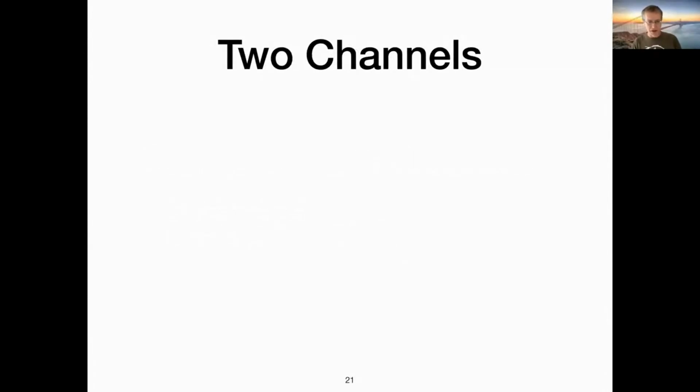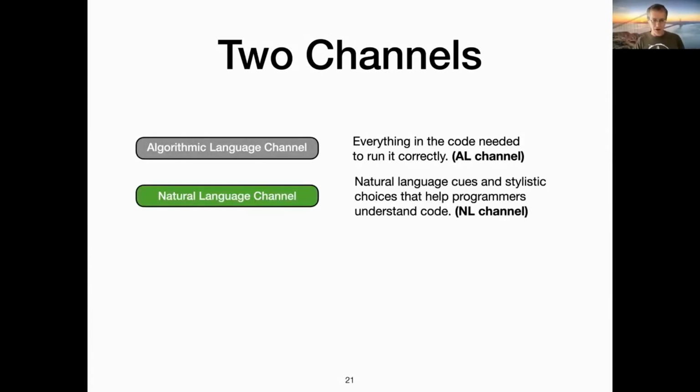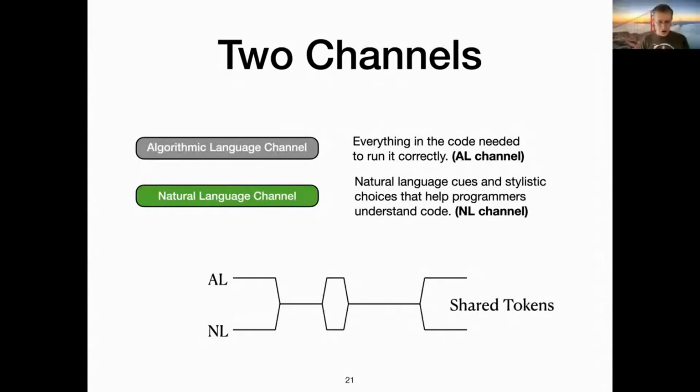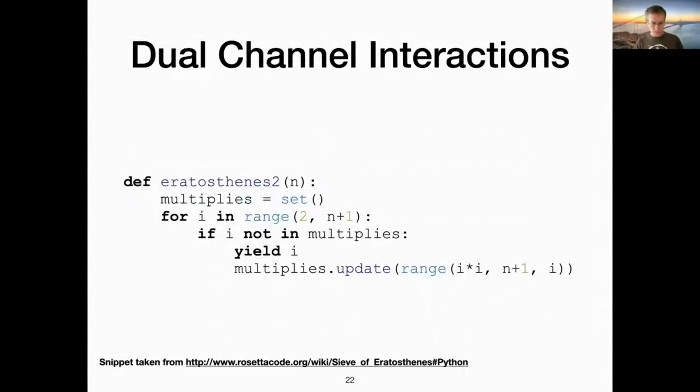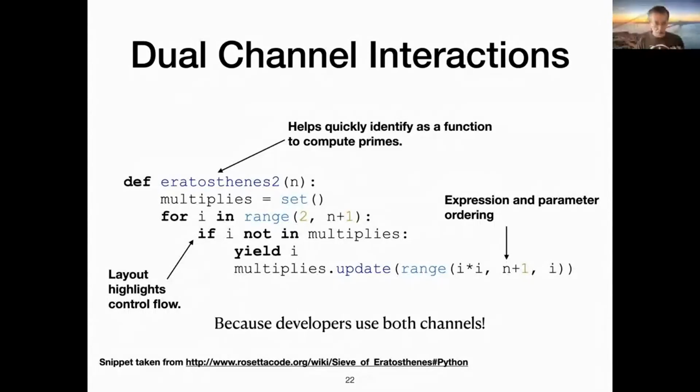These twin audiences and two goals give rise to two channels. The algorithmic channel carries all the statements that the code needs in order to run correctly. The natural language channel carries the cues like names and formatting decisions that help programmers understand the code. These two channels share tokens and are intertwined. Example dual or cross-channel interactions include names, like function names, layout, and ordering decisions. And why? Because developers use both channels.